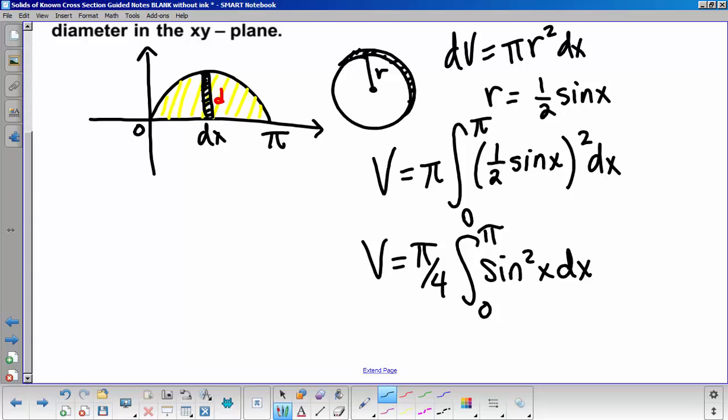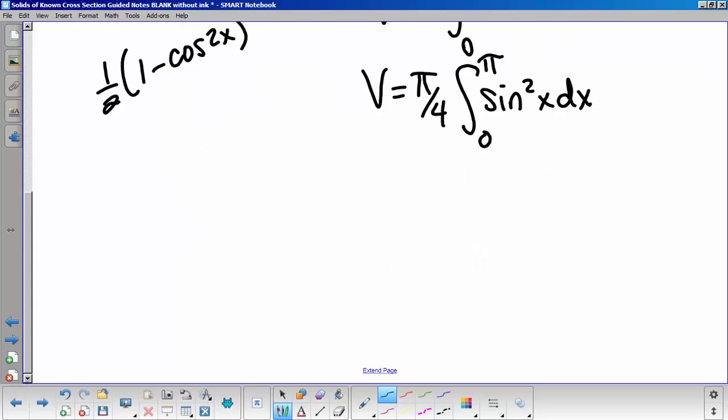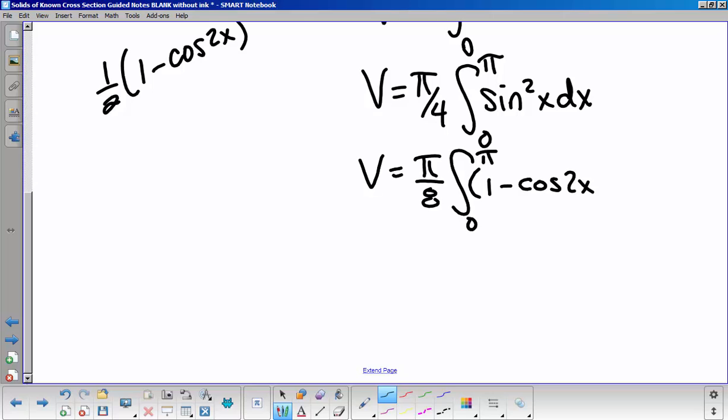I have to use an identity, right? It's 1/2 times 1 minus cosine of 2x. That's right. Good. Nice memory. So this is going to be V equals pi over 8, bringing the 1/2 out in front, times the integral from 0 to pi of 1 minus cosine 2x dx.